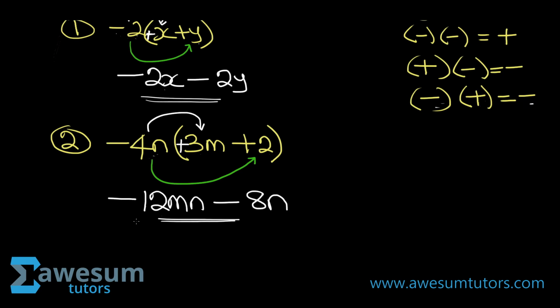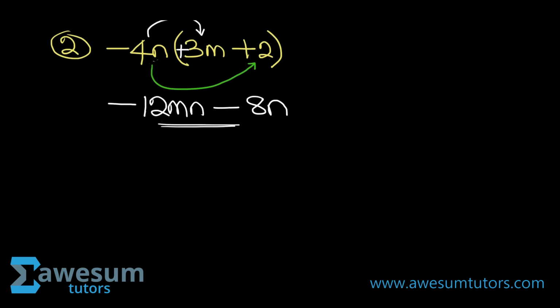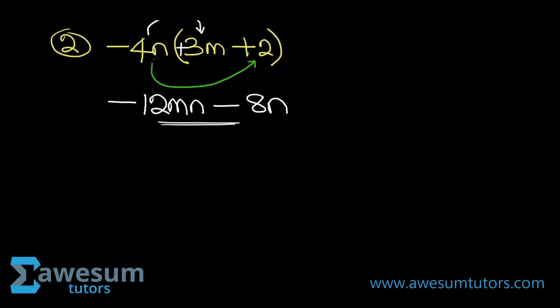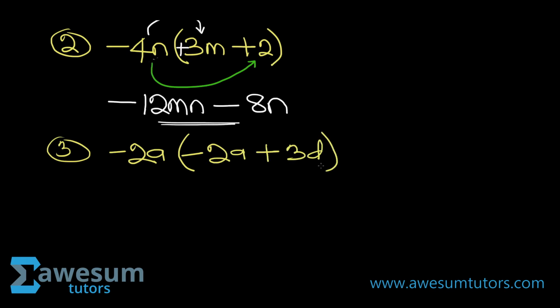All right, so let us take a look at another example right here. Okay, the third example says negative 2a bracket negative 2a plus 3d. Let us open up this bracket right here. Remember, it's going to be the same approach. This is going to multiply this, okay? And this negative 2a is also going to multiply positive 3d.